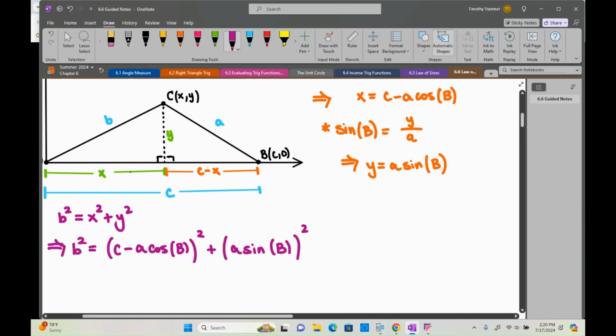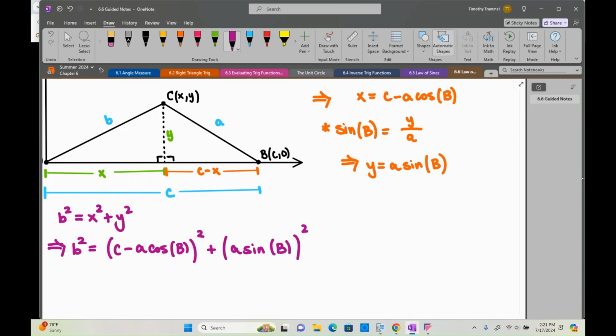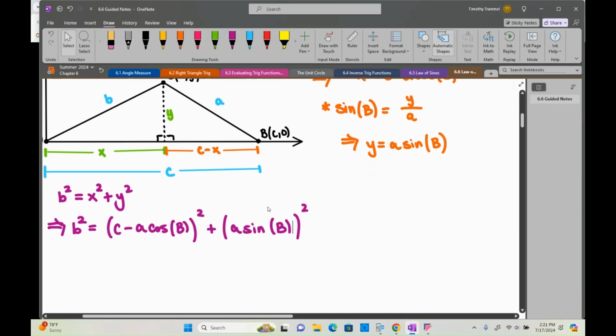And so I'm going to have us FOIL this out, and we'll eventually then factor a part of it and do some simplification. And we'll get one of the three formulas that makes up the law of cosines. So we're getting close.